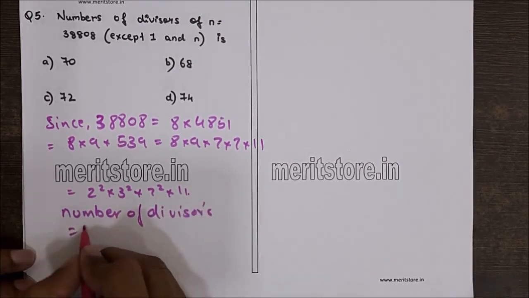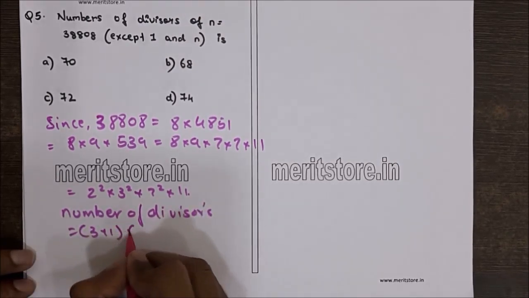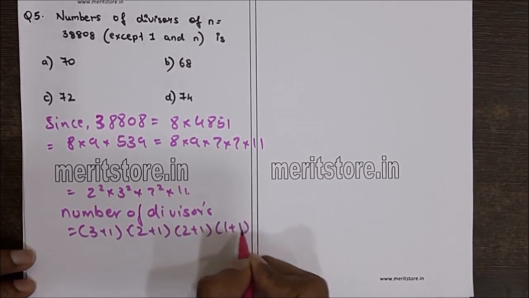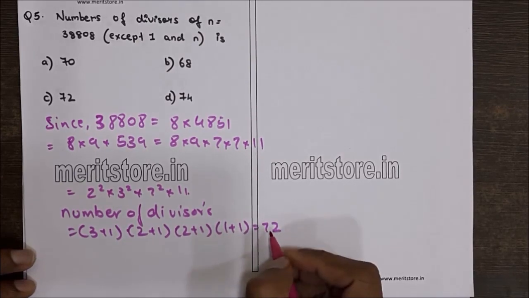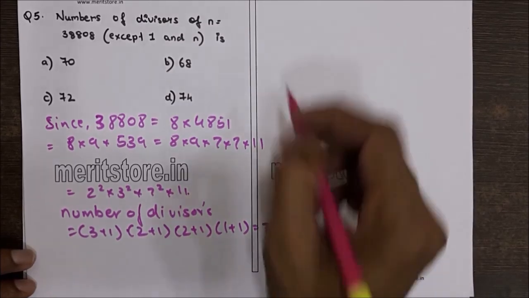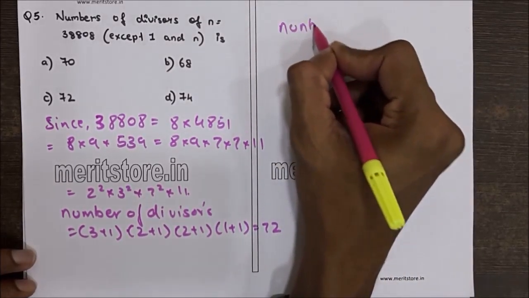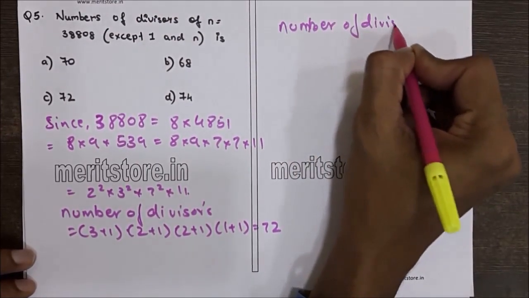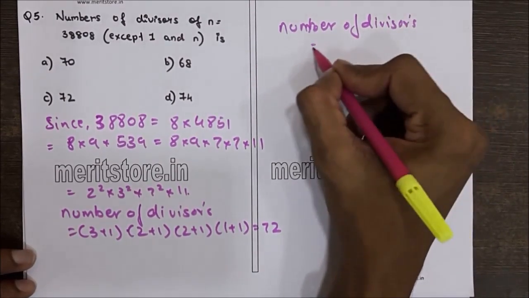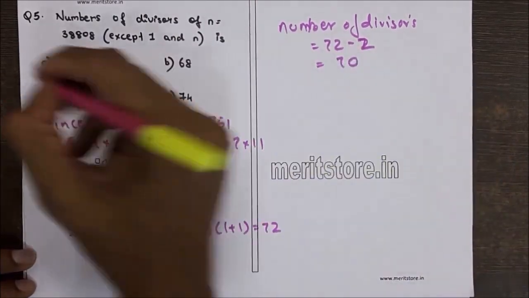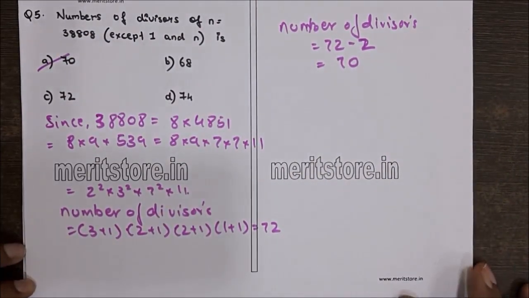that is we get as (3 plus 1)(2 plus 1)(2 plus 1) and (1 plus 1), which is equal to 72. This includes two divisors, 1 and 38808, and the required number of divisors is equal to 72 minus 2, which is equal to 70, which is our option A. Therefore, option A is the correct answer.